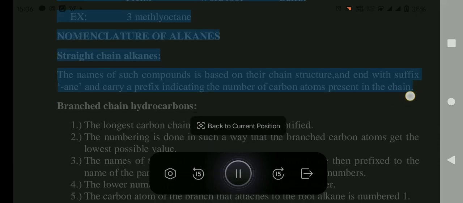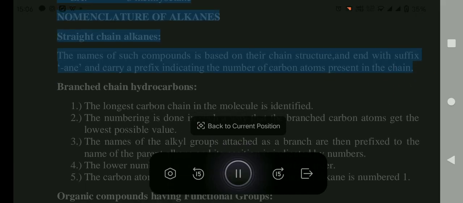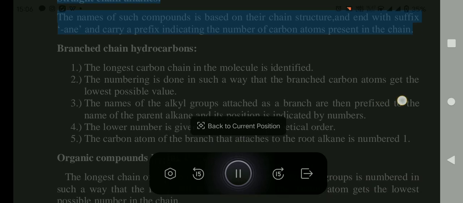Nomenclature of alkanes. Straight chain alkanes. The names of such compounds are based on their chain structure, end with the suffix ane, and carry a prefix indicating the number of carbon atoms present in the chain.